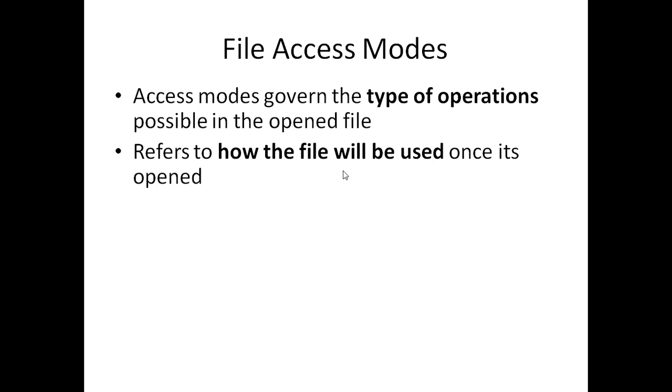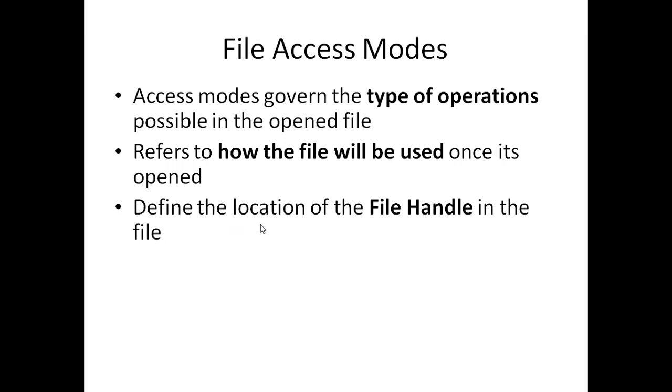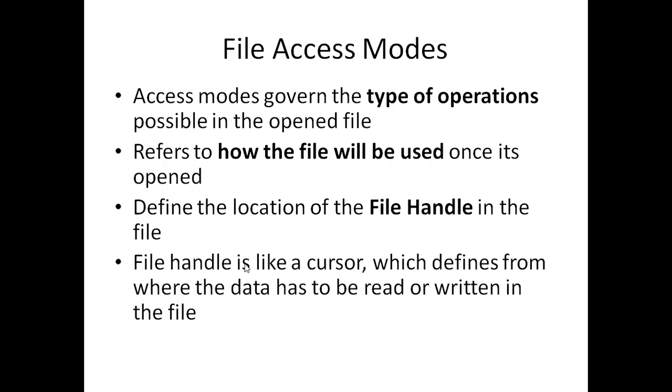It refers to how the file will be used once it is opened, and it also defines the location of the file handle in the file. File handle is like a cursor. If we try to write something, from where that file writing will happen, whether it starts from the first line or from the second line, is determined by the file handle. So the file handle is like a cursor which defines from where the data has to be read or written in the file.